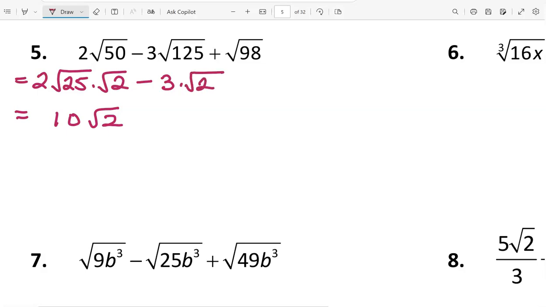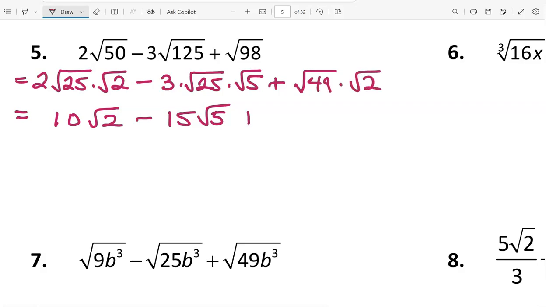The square root of 125 contains a perfect square factor of 25. And that leaves us with a square root of 5. So this term simplifies to 3 times 5 times the square root of 5, which is 15 times the square root of 5. And then the last term has a perfect square factor of 49. So the square root of 49 times the square root of 2 is 7 times the square root of 2.